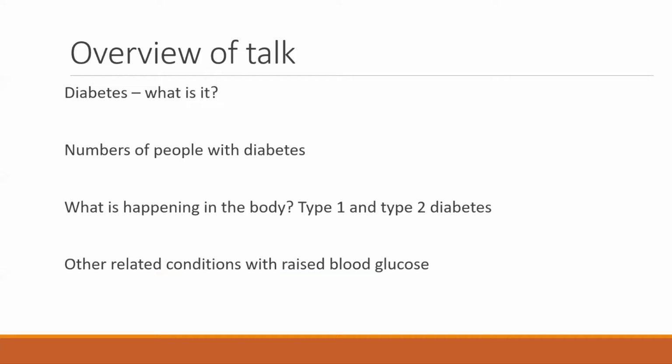And just for completeness, I'll mention some other conditions at the end of the talk that also have raised blood glucose. The vast majority of what we call diabetes comes under the type 1 and type 2 categories, but there are some rarer causes that it's important to flag, and also some common conditions that people will be familiar with that aren't lifelong like type 1 and type 2, but which are very important.